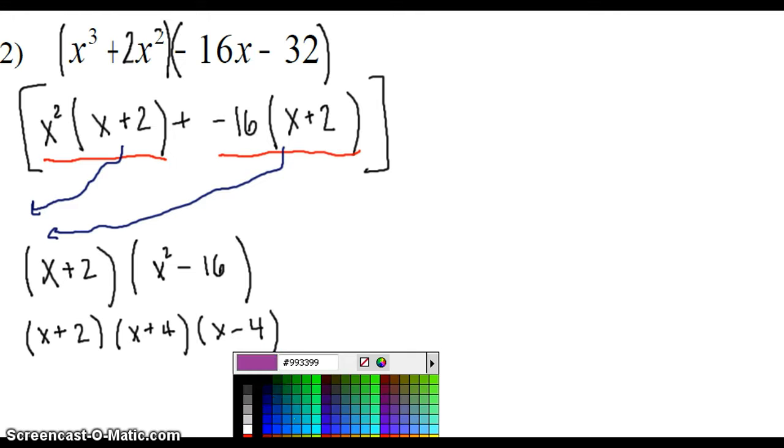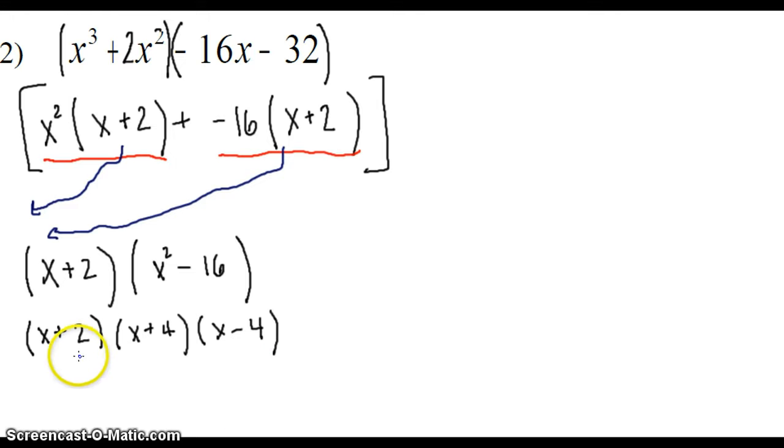So my roots there are going to be negative 2, negative 4, and 4. And I have 3 roots, and this was a cubic polynomial, so that matches up. So number 2, factors by grouping, and you can solve it that way.